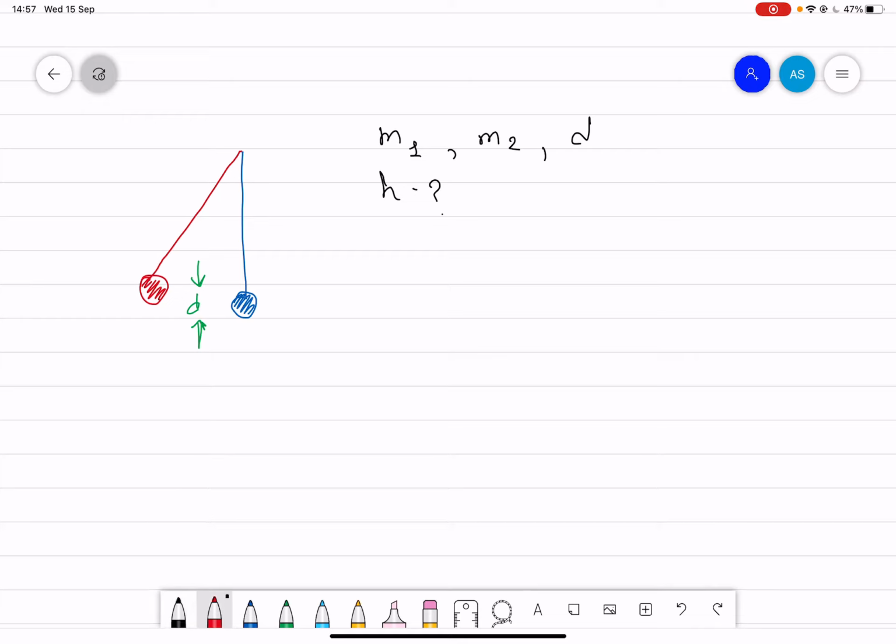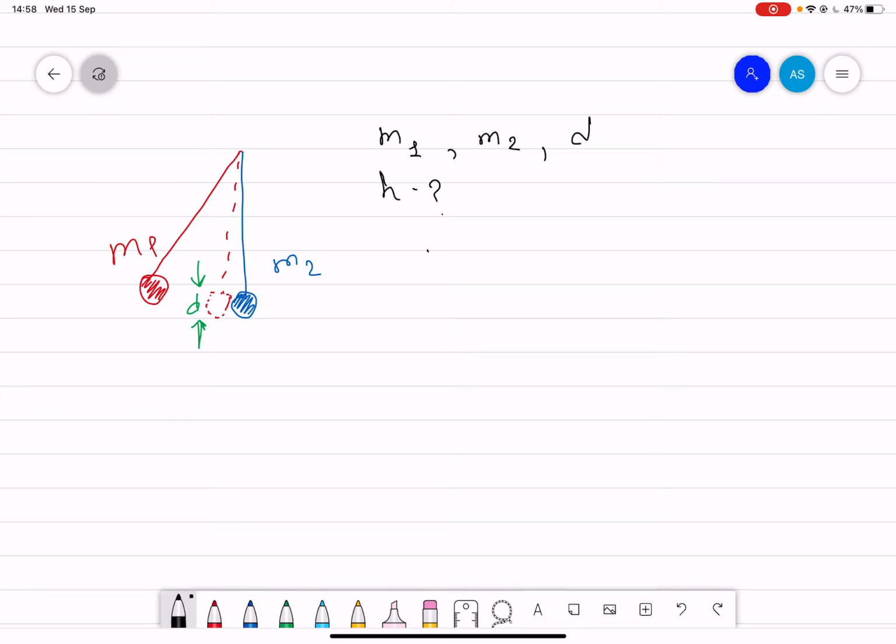So basically, this is M1, and this is M2. When the red ball is released, just before hitting the second ball, it will have a certain velocity.